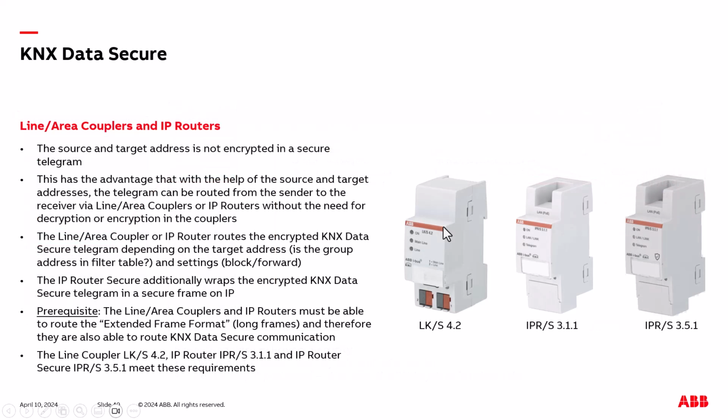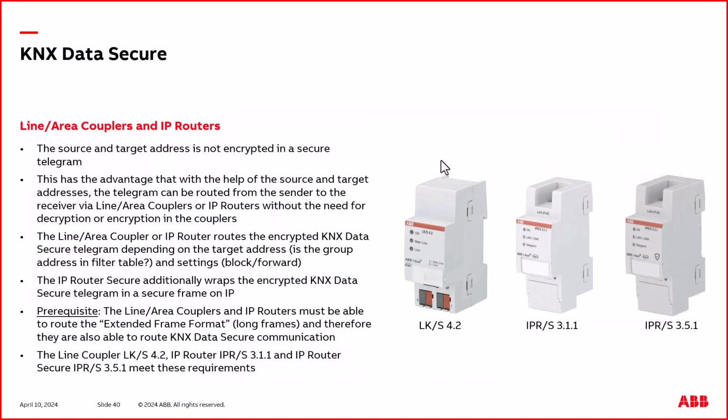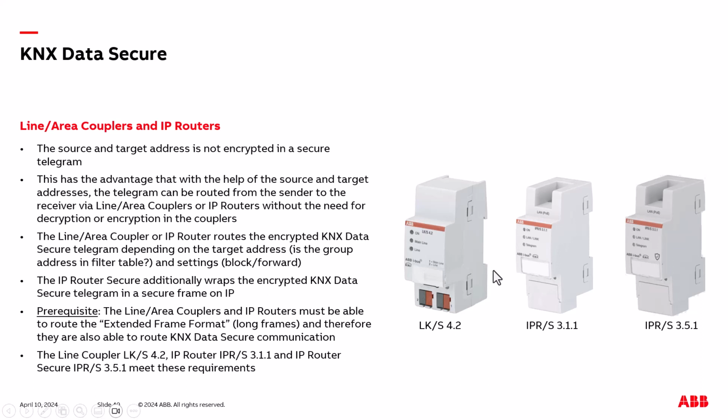Good, then let's come to the line coupler, area coupler, IP routers. You have an existing installation with the IP routers or line couplers, and you add some data secure devices. In principle, no problem, because the line coupler and the IP router look at the telegram and check if this group address or target address is, for example, in the filter table, or depending on the setting of the filter table, block or forward, they forward the telegram into the other line or here on IP.